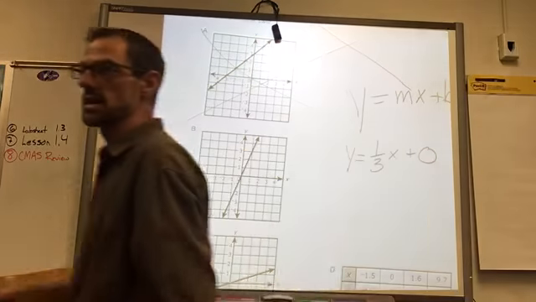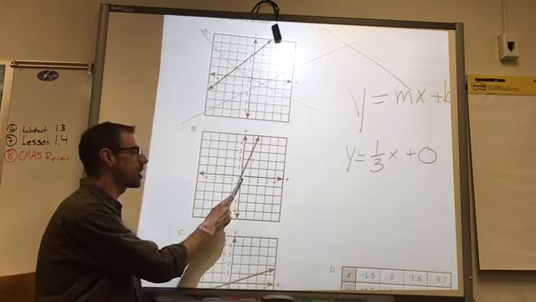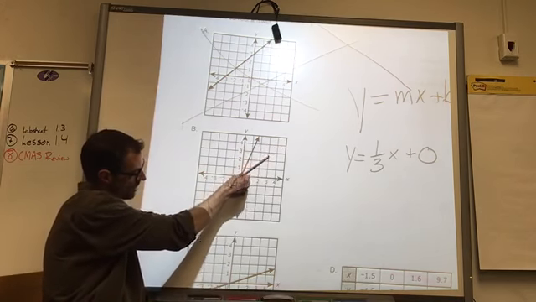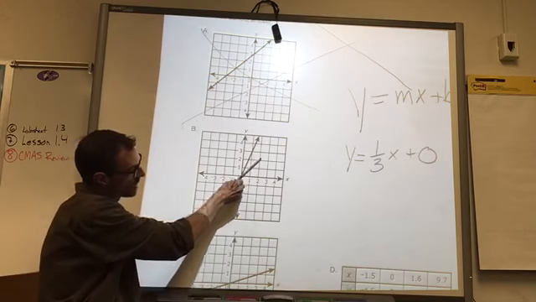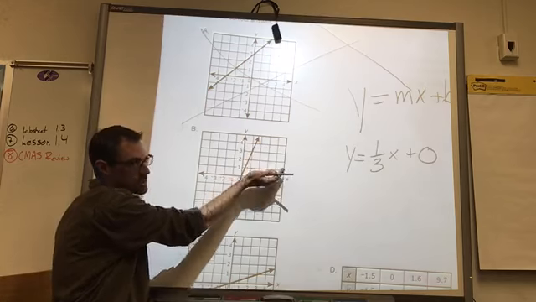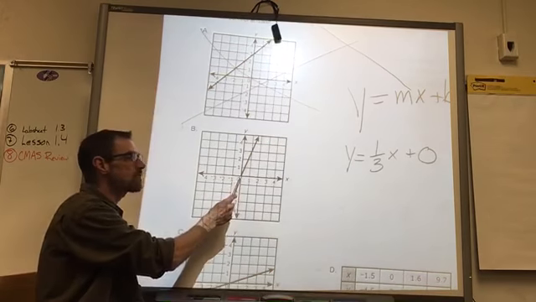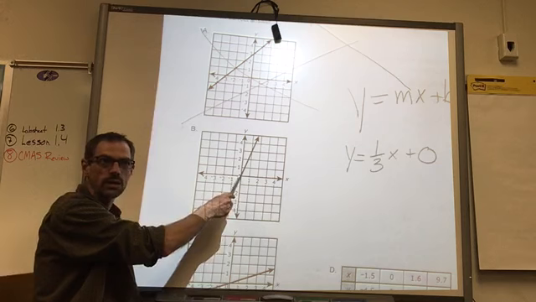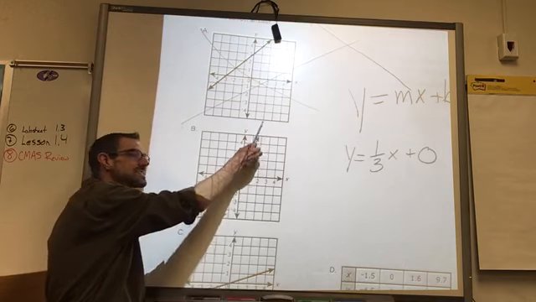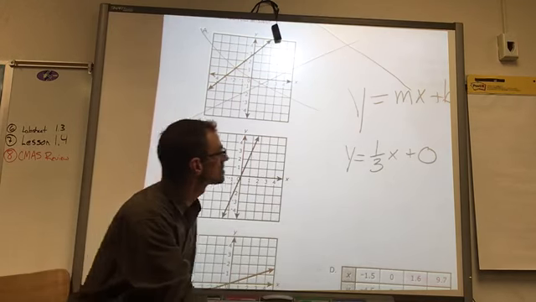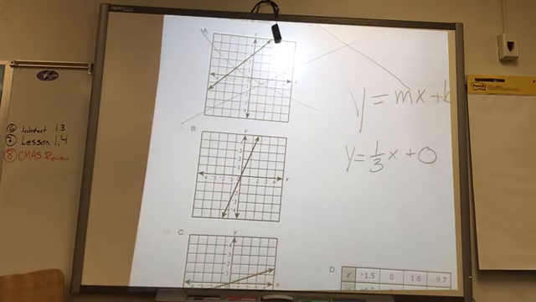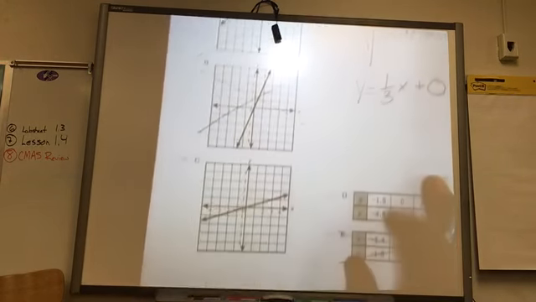If I have a rate of 1, that means I go up 1, over 1, up 1, over 1. So my rate of 1 would go right through, it would split each quadrant, right? It would be like right through here, same amount of space up here, same amount of space below. Is this a rate greater than 1 or less than 1? Greater, because it's super steep. This is a greater than 1 slope. So can it be a 1/3? No, can't be. So B is out.